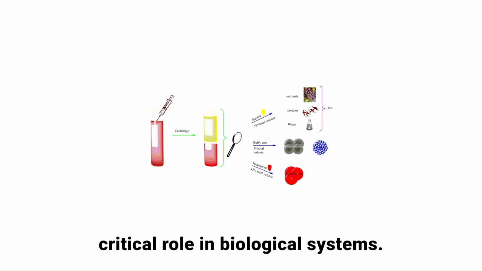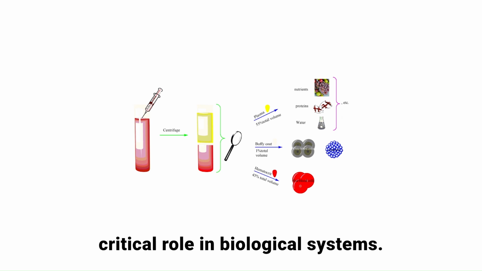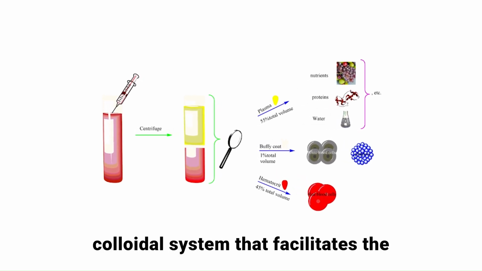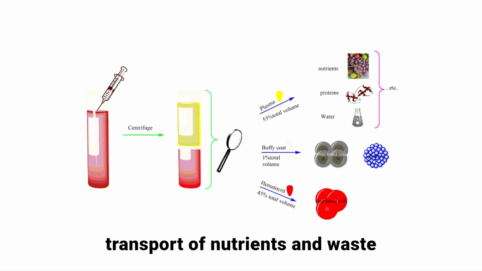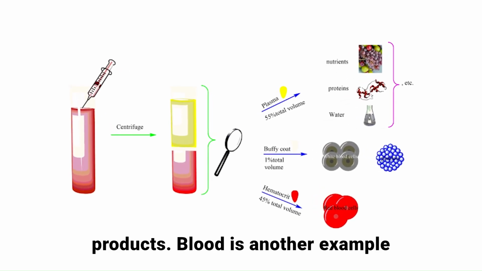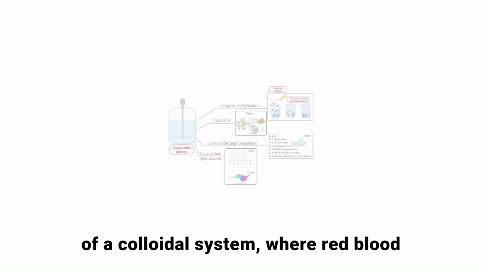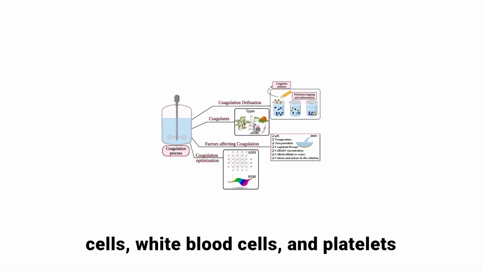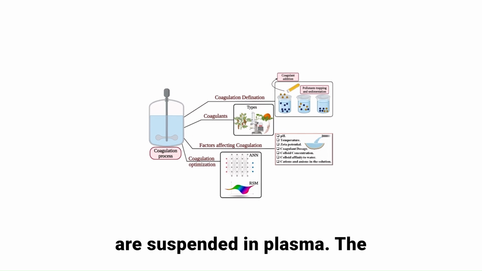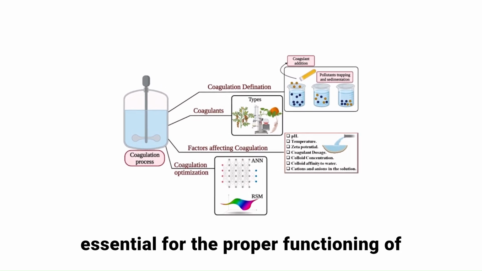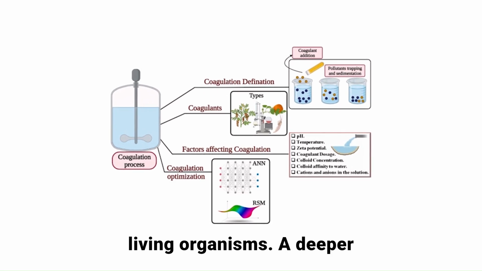Colloids also play a critical role in biological systems. For instance, the cytoplasm of cells is a colloidal system that facilitates the transport of nutrients and waste products. Blood is another example of a colloidal system, where red blood cells, white blood cells, and platelets are suspended in plasma. The stability of these biological colloids is essential for the proper functioning of living organisms.